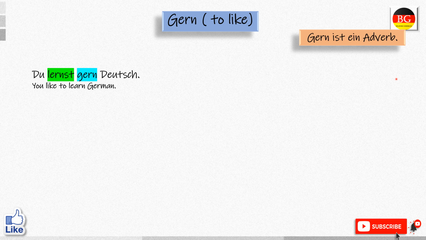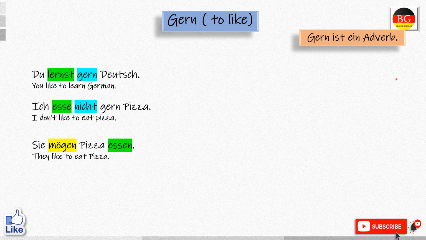Okay, if we are using a modal verb, du möchtest Deutsch lernen. This is the statement. But if we are using gern here, one main verb is sufficient. We don't need to use möchten and lernen also. So, du lernst gern Deutsch is the simple statement. Okay, now ich esse nicht gern Pizza. If we are using nicht, it comes after the main verb conjugated. So gern takes position number 4. Now see the statement. Sie mögen Pizza essen. They like to eat pizza. Okay, sie essen gern Pizza.